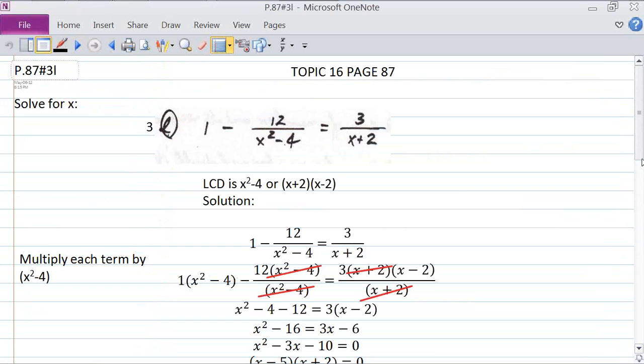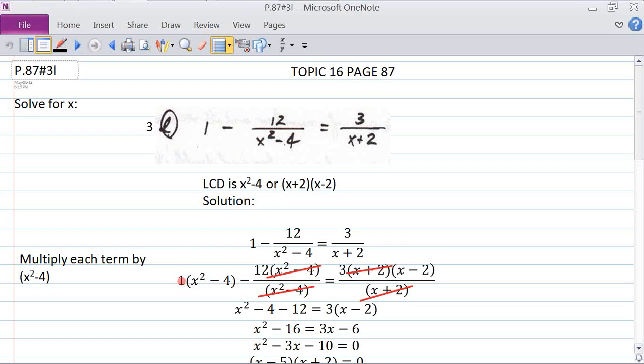Now here we have 1 minus 12 over x squared minus 4 equals 3 over x plus 2. Well, if I factor this denominator here, I get x plus 2 times x minus 2. So the LCD is really x squared minus 4, or x plus 2 times x minus 2. So I'm going to multiply each term by x plus 2 times x minus 2, or x squared minus 4, which it is equal to. So this is the same as that.